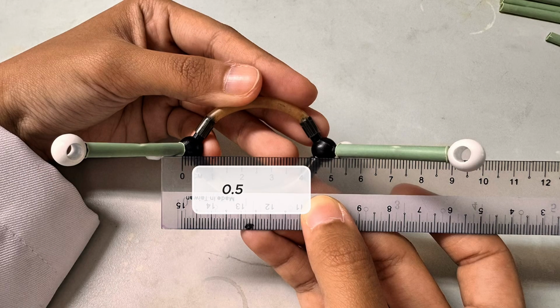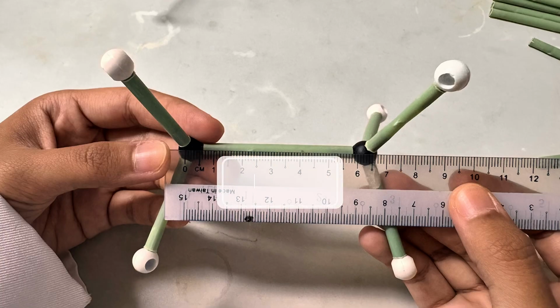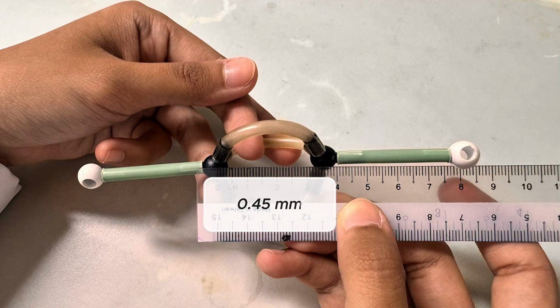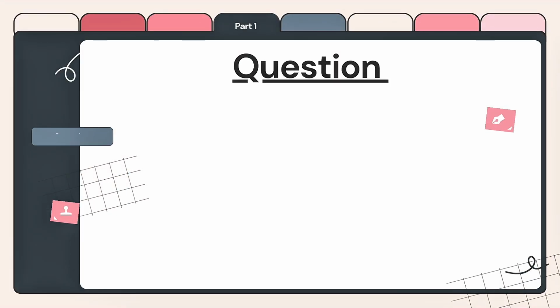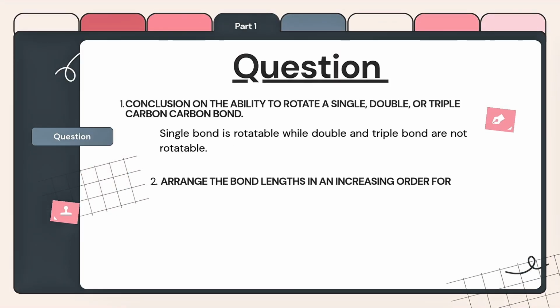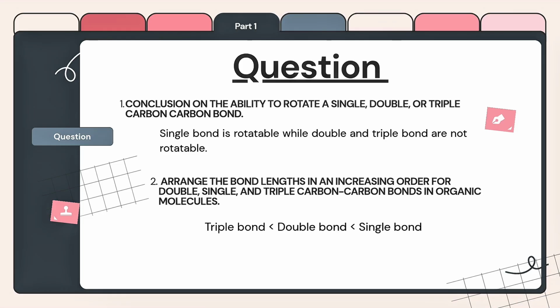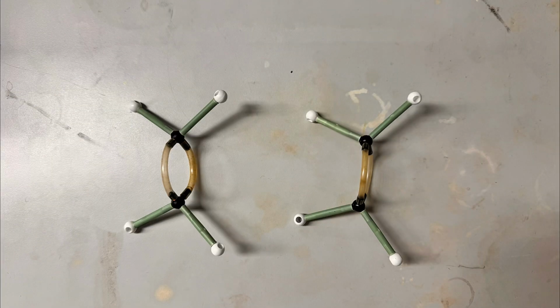Then, the distance between carbon centers in ethene, ethane, and ethyne was measured and recorded, and the bond lengths were arranged in increasing order for single, double, and triple carbon-carbon bonds. Then, a second model of ethene was built and both models were superimposed.